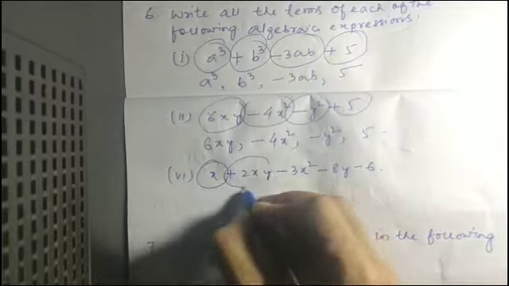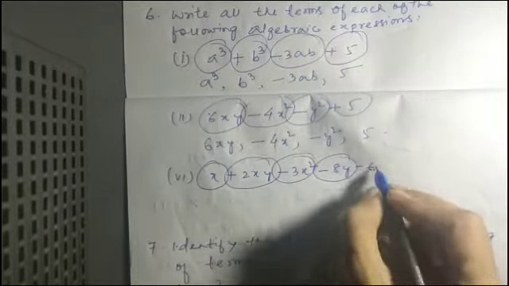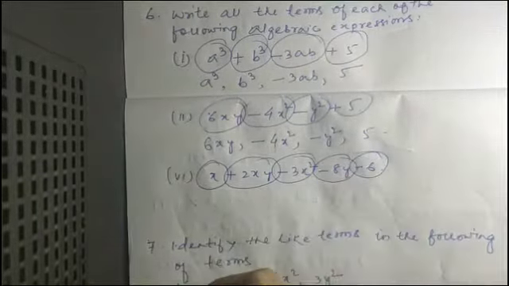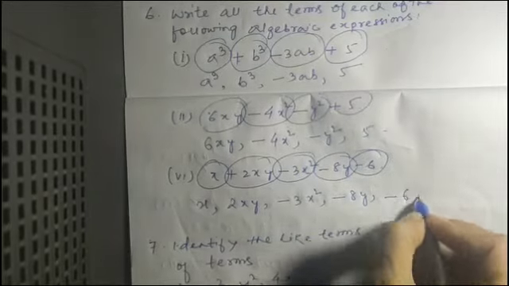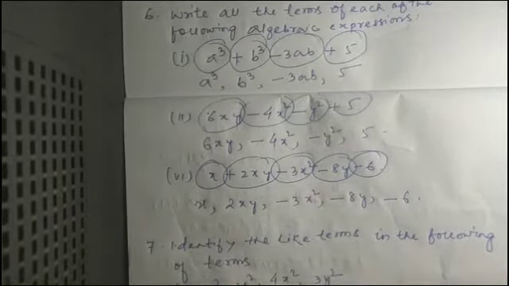This is one term, this is another term, this is another term, this is another term, this is another term. So let's separate each other by putting comma. X comma 2xy comma minus 3x square comma minus 8y comma minus 6. Okay, so this is how to write down the terms separately from each other. Okay, let's see the next question, question number 7.